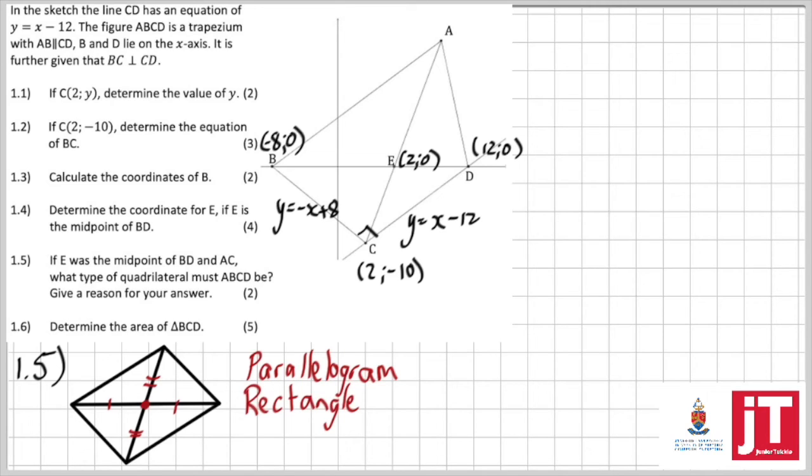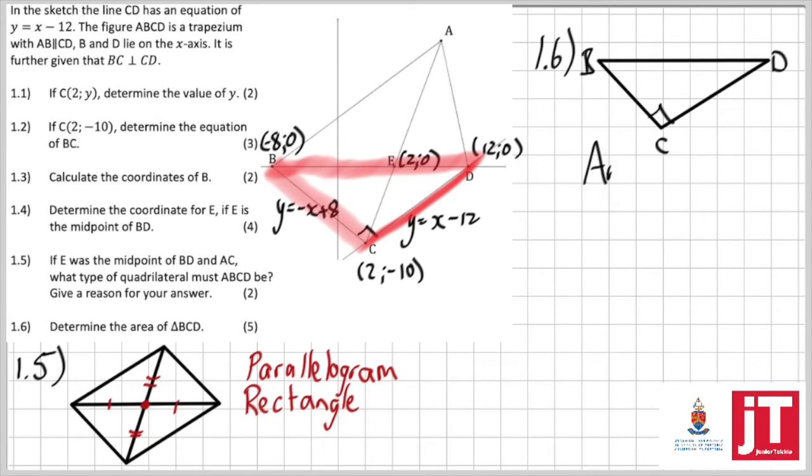So let's have a look now at 1.6. Determine the area of triangle BCD. Now the area of triangle BCD, that is a normal triangle. But please be careful. Look at the mark allocation, 5 marks. So this is going to be quite a bit of work. Let's start with what is the area of any triangle. The area of any triangle is a half base times perpendicular height.